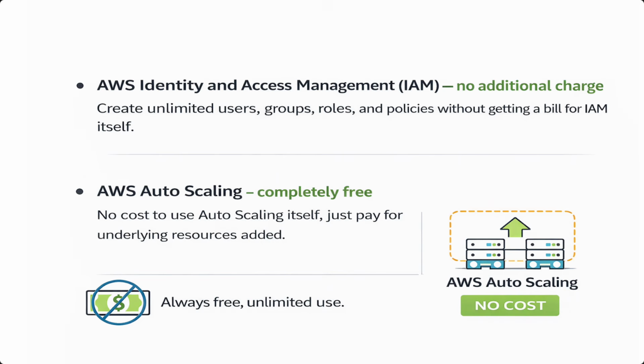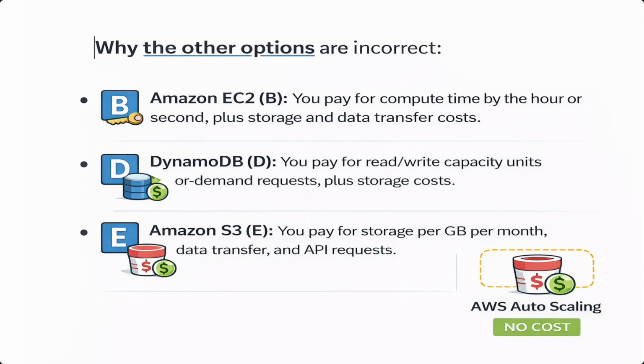AWS Auto Scaling is also completely free. There are no charges for the Auto Scaling service itself. You only pay for the underlying AWS resources, like EC2 instances or DynamoDB tables that Auto Scaling launches or adjusts. Both services are management and orchestration tools that AWS provides at no cost to help you securely manage and optimize your infrastructure. Why the other options are incorrect?